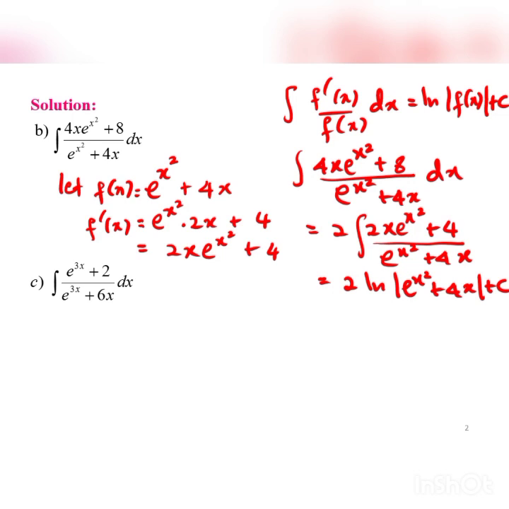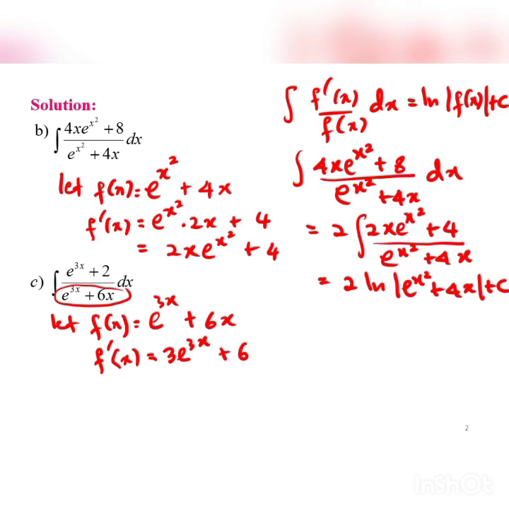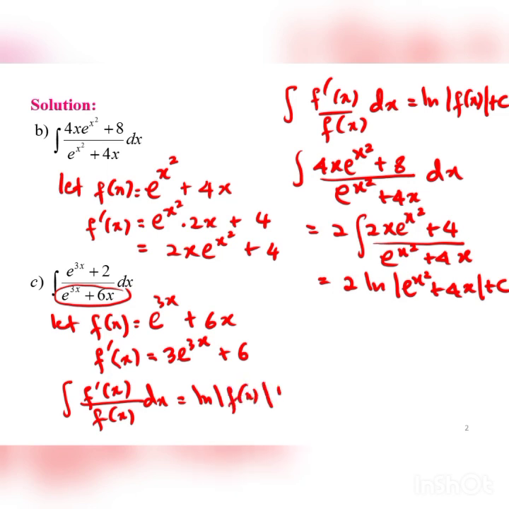This one has a denominator, and if we differentiate it, we can get something related to the numerator. So let f(x) equal e to the power of 3x plus 6x. Differentiating, we get f prime x equal to 3e to the power of 3x plus 6. And then we have the formula: the integral of f prime x over f(x) dx is ln f(x) plus c.